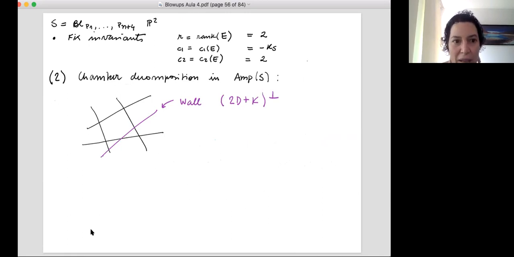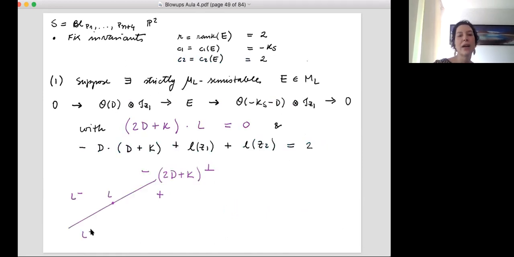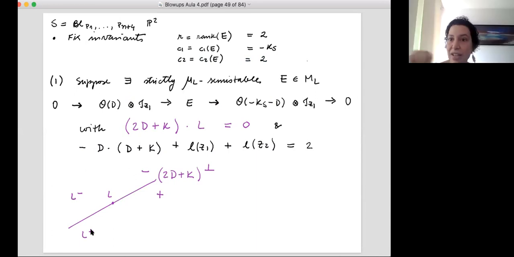And let me just go back. I'm sorry, I should probably go back a few slides here, just to show you this. Okay, so this is what I want to say. This divisor D, I choose divisors D and subschemes Z1 and Z2 that satisfy this condition. So I have to have that 2D plus, that D intersect minus D intersect D plus K plus the length of Z1 plus the length of Z2 is 2.